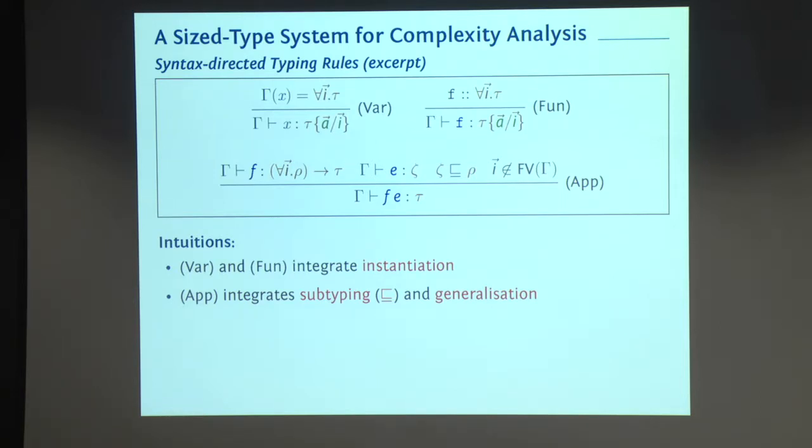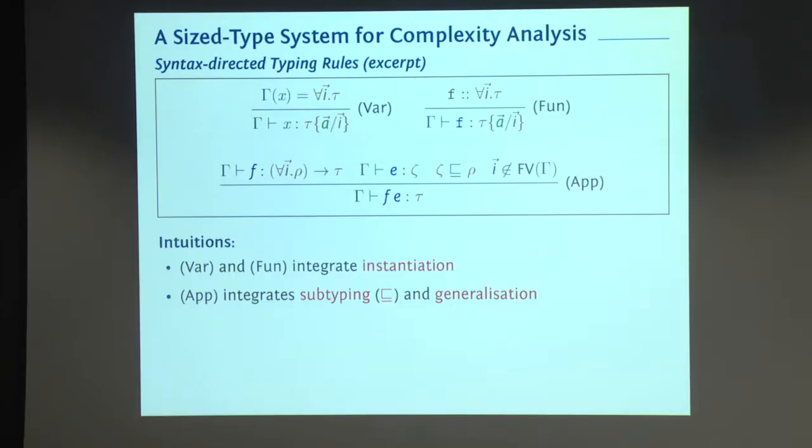Some more notable things here. Instantiation happens whenever we type a variable or a function symbol. So you see here, when we type, for instance, a variable to the left up there, which gets assigned a quantified type, then we can instantiate these outermost quantifiers with arbitrary size expressions. On the other hand, generalization is confined to the typing of function applications.